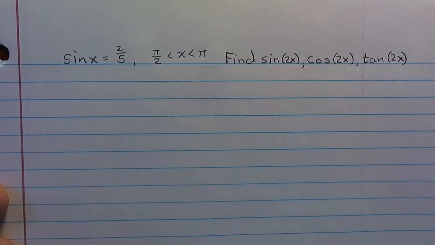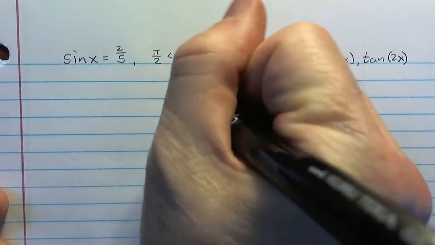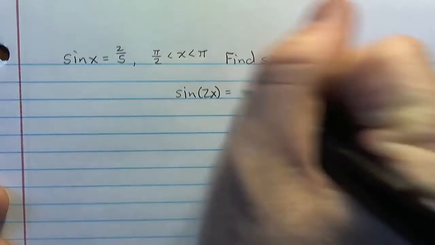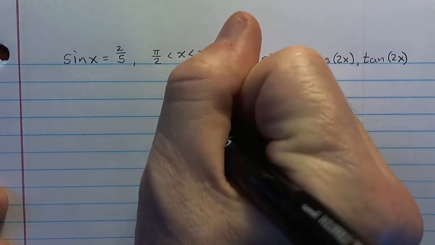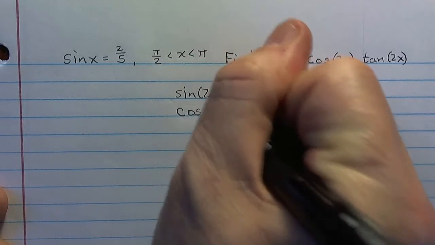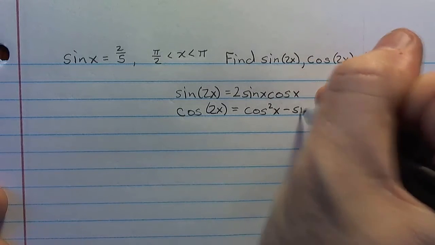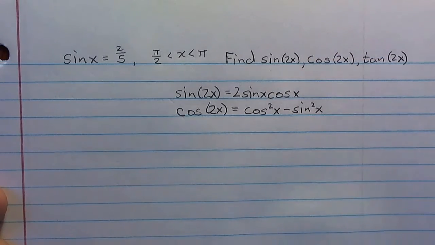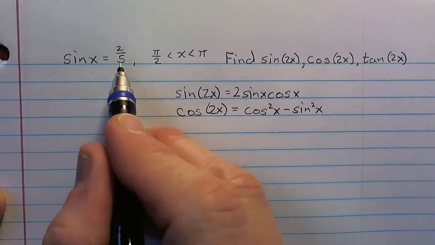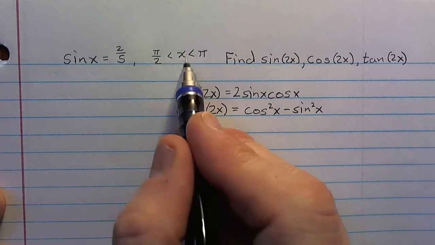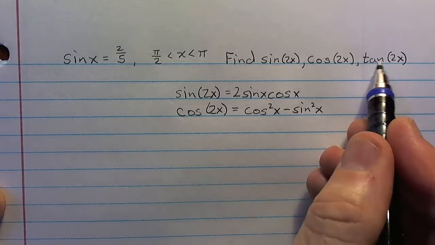Okay, let's look at how we would use the double angle identities. Now remember, we've got sine 2x is equal to 2 sine x cosine x, and cosine 2x is equal to cosine squared x minus sine squared x. Okay, and what we want to do is calculate, given that sine x is 2/5 and x is in quadrant 2, sine 2x, cosine 2x, and tangent 2x.